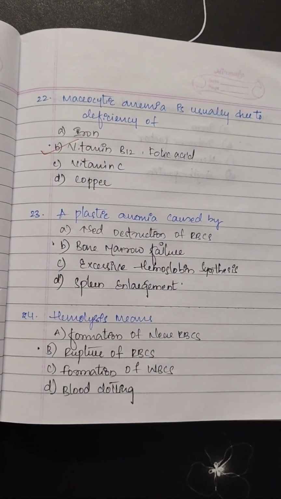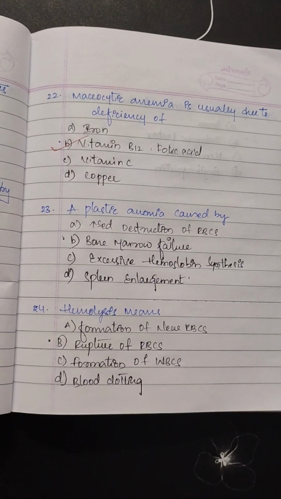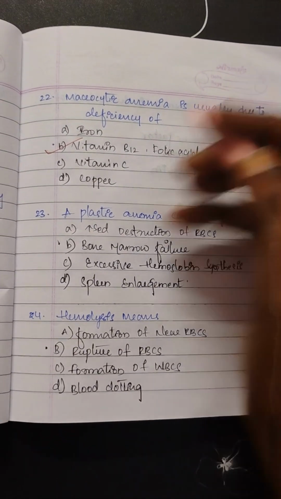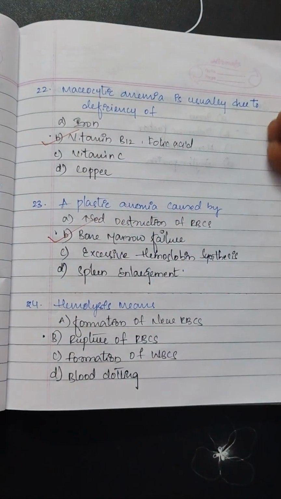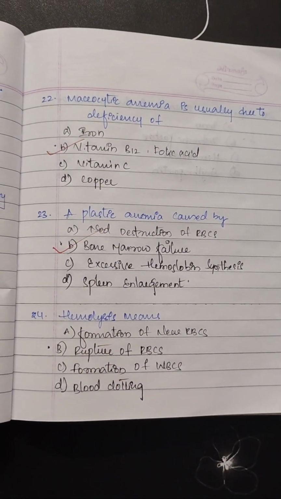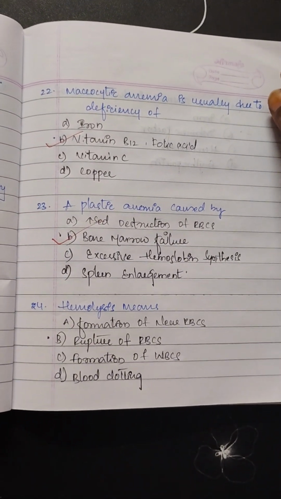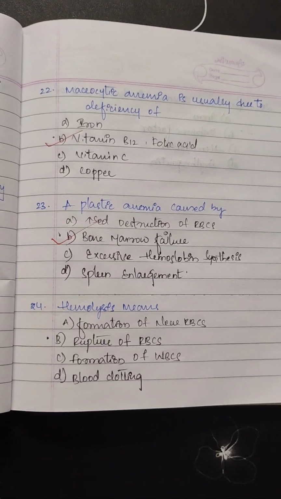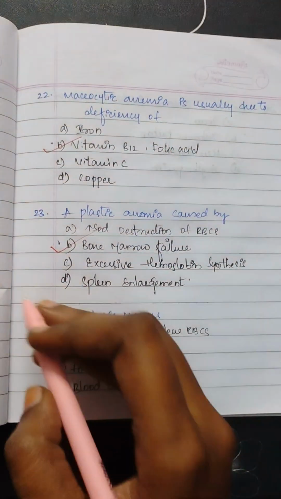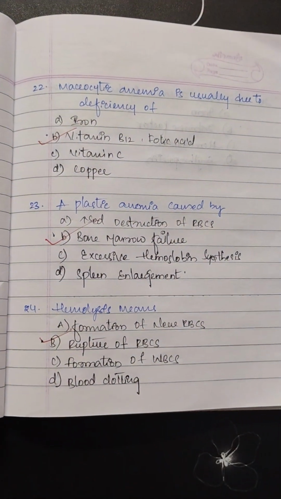Then aplastic anemia is caused by increased destruction of RBCs, bone marrow failure, excessive hemoglobin synthesis, spleen enlargement. The answer is bone marrow failure. Bone marrow failure causes aplastic anemia. Then hemolysis means formation of new RBCs, rupture of RBCs, formation of WBCs, blood clotting. The answer is B, rupture of RBCs, called hemolysis.